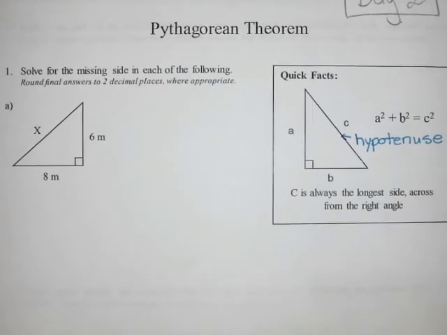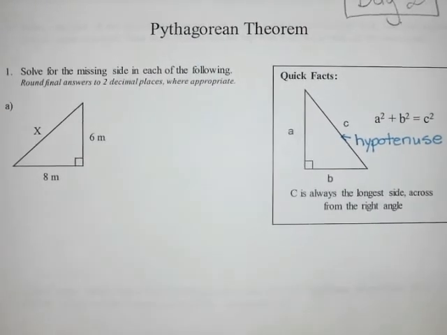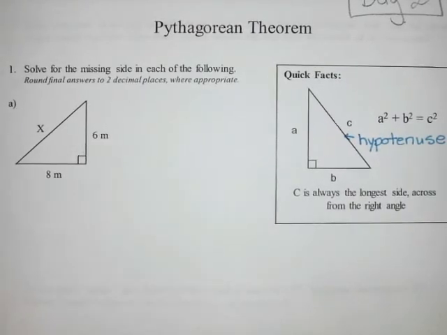So if we give this a try, it says solve for the missing side in each of the following. Round final answers to two decimal places where appropriate. So the first thing I check is, does it have a right angle? Which it does. It has a 90-degree angle, which means we are allowed to use the Pythagorean theorem.